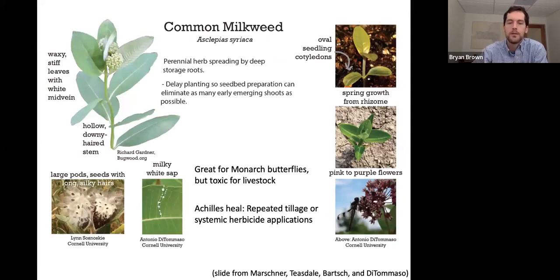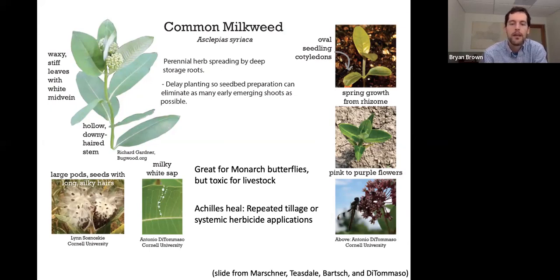Okay, common milkweed. Several of you mentioned common milkweed, which is an important plant for monarch butterflies, but unfortunately it's toxic to livestock. Again, these perennial weeds, most of them, with the exception of Canada thistle and bindweeds, and maybe quackgrass, which Carrie will talk about, you don't really see them in annual systems with tillage.